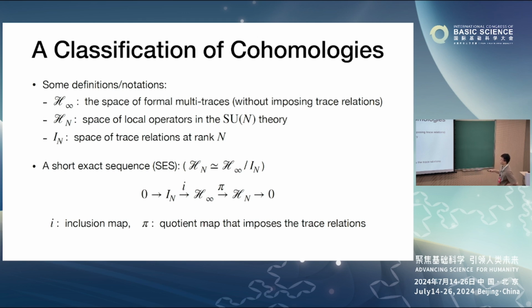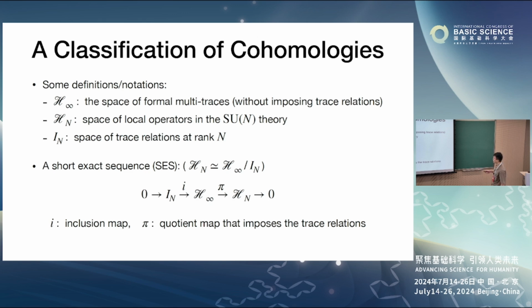And now this In we've already defined before. This is the space of trace relations at rank n. And this Hn is just, you can take H infinity and quotient out the trace relations In, that gives you Hn. And this quotient relation can also be very simply written as a short exact sequence. We have an inclusion map that embeds the trace relations into the space of multitraces. And we also have this quotient map that basically just imposes the trace relations.